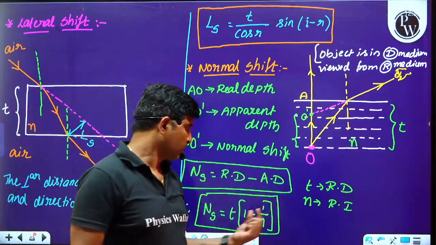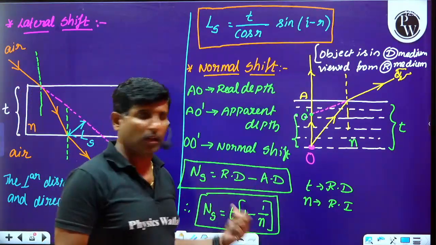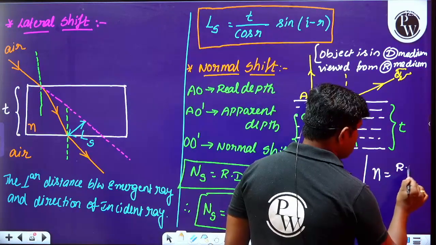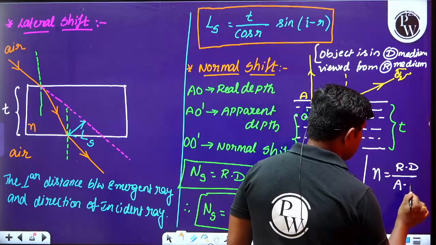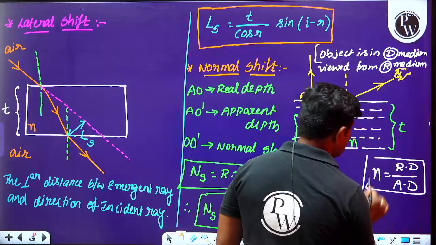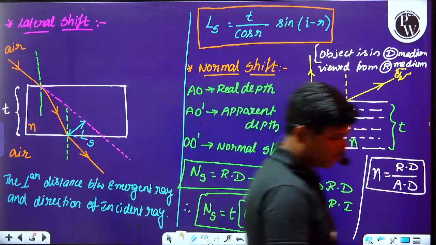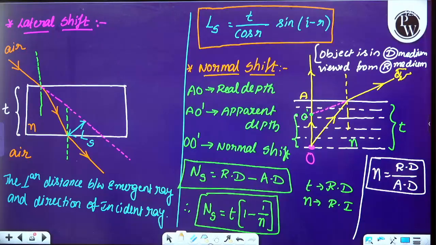This is the formula to calculate the normal shift, and the refractive index n is equal to real depth divided by apparent depth. That is how we can calculate the refractive index of the medium and all those things.